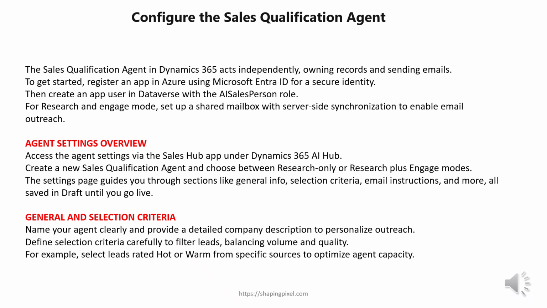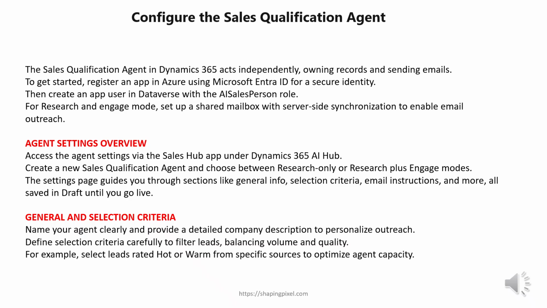Agent Settings Overview. Access the agent settings via the Sales Hub app under Dynamics 365 AI Hub. Create a new sales qualification agent and choose between Research Only or Research Plus Engage modes. The settings page guides you through sections like general info, selection criteria, email instructions, and more, all saved in draft until you go live.